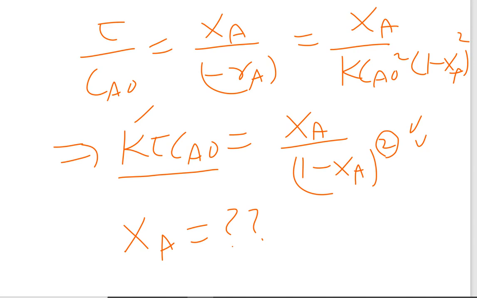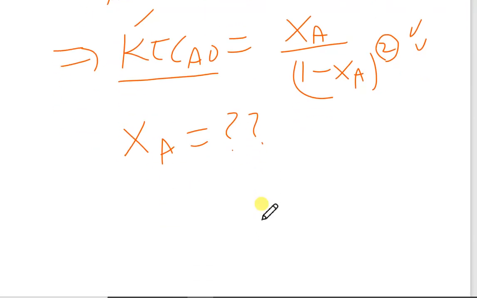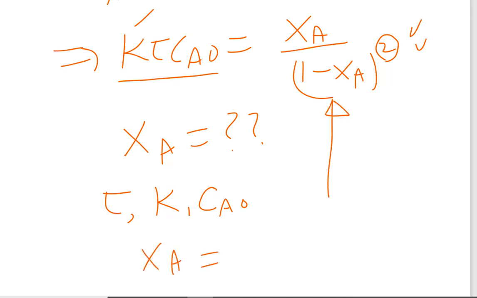Now we study the dynamics, isn't it? Dynamics of the CSTR. What we did, we ran the reactor at a particular flow rate. So tau is known at a particular temperature, K is known, Ca naught is known. So at a particular feed condition, we can get the conversion using this. So conversion is known, that's the steady state conversion. Then concentration also we know now.